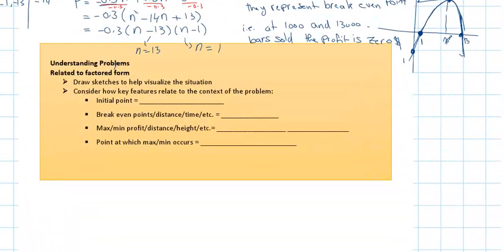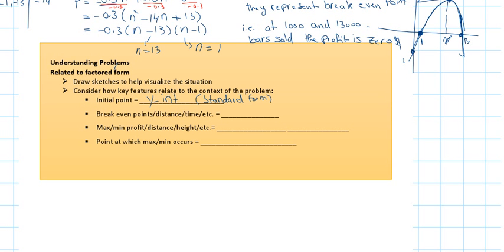So what form do you want it to be in? If you're looking for the initial point, which is a y-intercept, what form do you need to put it in? So you're going to have to put it in standard form. Can you guys remind me, with the initial point or the y-intercept, what's the value of x?